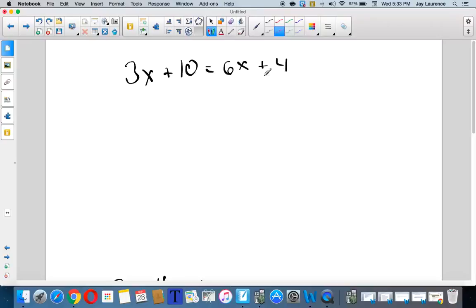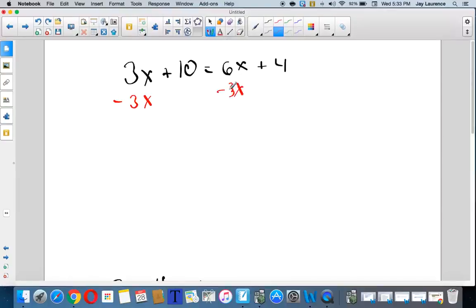It gets real ugly. So instead, I'm going to subtract or possibly add, depending on if the coefficient is positive or negative. I'll do the inverse. I like to get rid of the smaller coefficient, and 3 is smaller than 6. So I'm going to subtract 3x from both sides. Let me rewrite it so that you can tell what I'm doing.